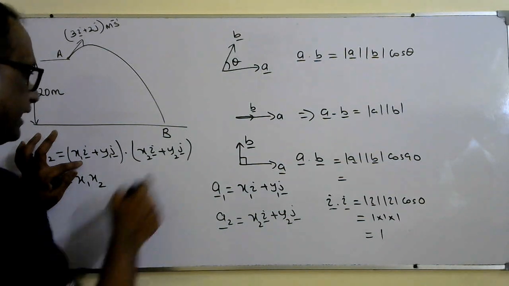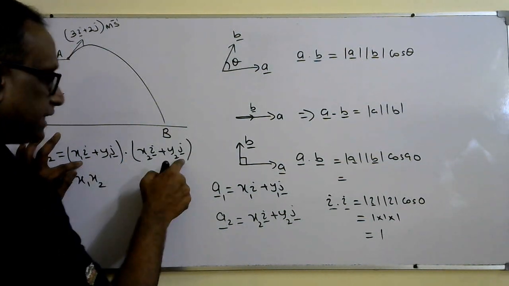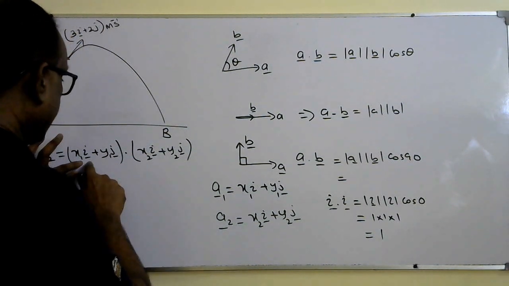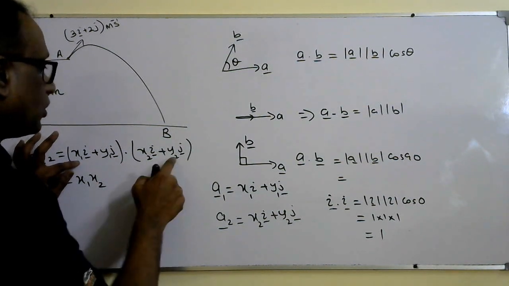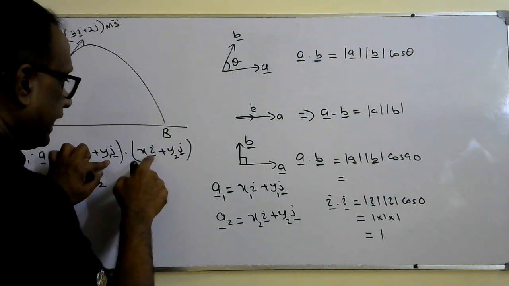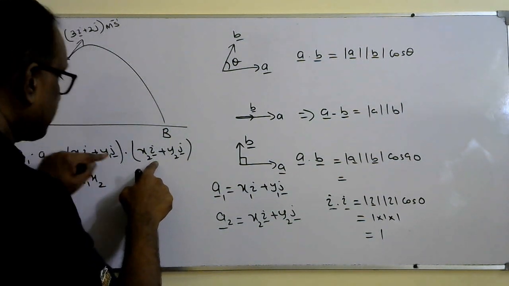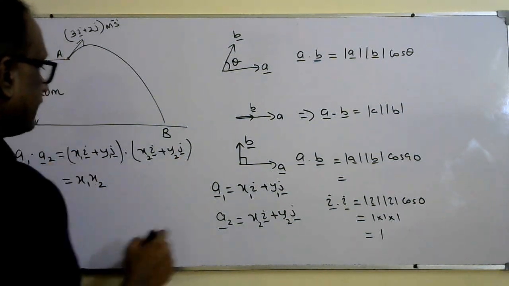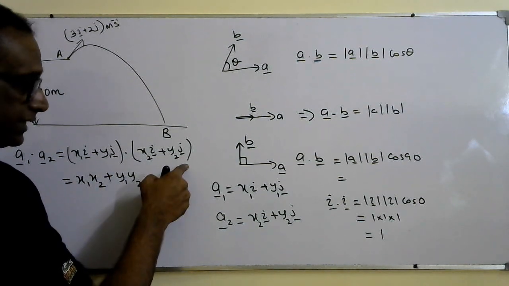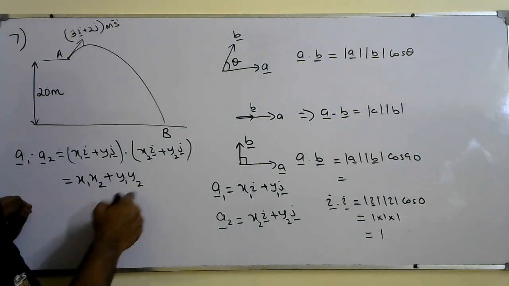Now x1i plus x1i into y2j: i dot j is 0 because they are 90 degrees to each other. So x1i dot y2j won't be there. In the same way, y1j into x2i won't be there, because i and j are perpendicular. y1j into y2j gives y1 into y2, j dot j, unit vectors, which is 1. So we get x1 x2 plus y1 y2.